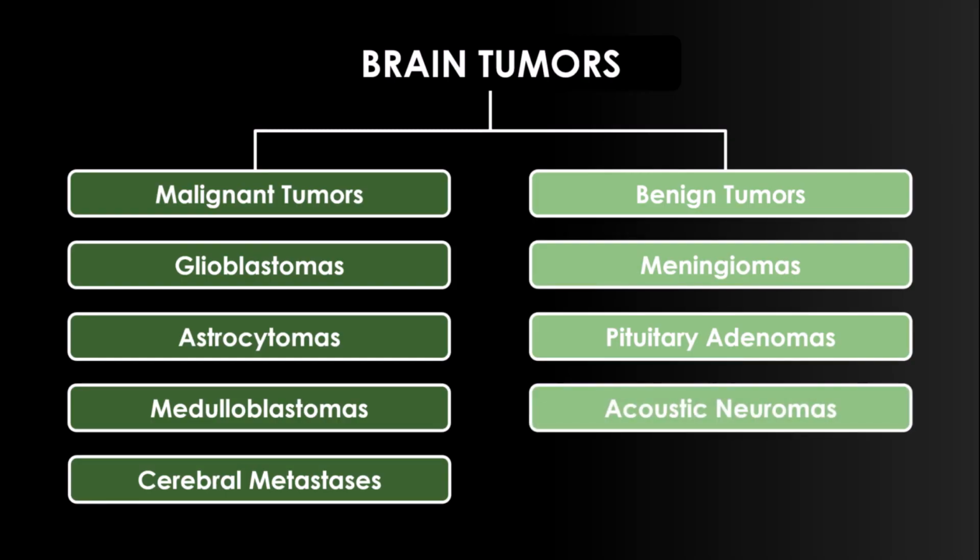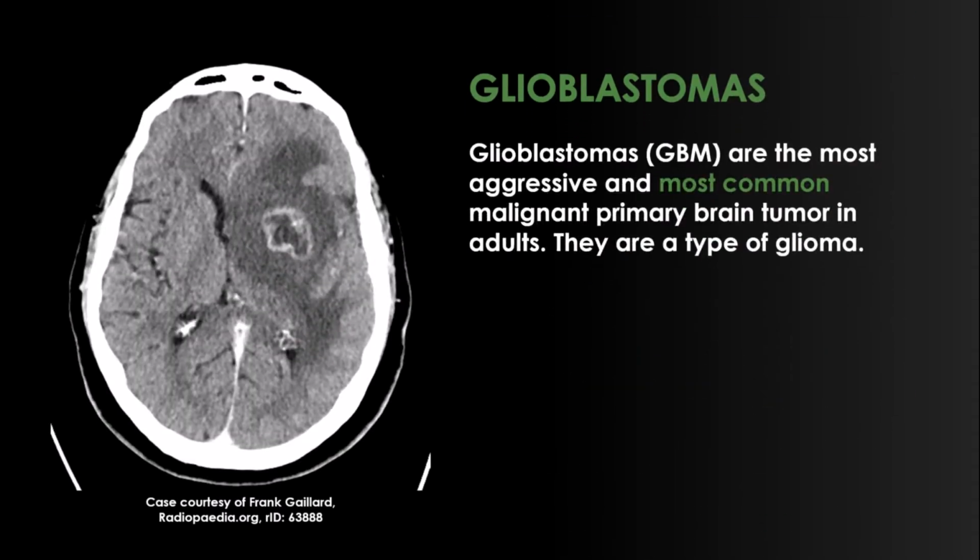The focus of this lesson is malignant brain tumors, starting with glioblastomas. Glioblastomas, or GBMs, are the most aggressive and most common malignant primary brain tumor in adults. They are a type of glioma. Remember that the term malignant means that glioblastomas are a cancer with the ability to spread to other parts of the body. The term primary brain tumor means that this lesion originates in the brain. It does not come to the brain from somewhere else. The term glioma just refers to the cellular origin of the tumor. There are many types of gliomas, with glioblastomas being the most serious.